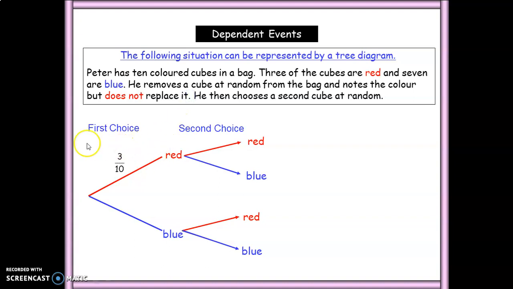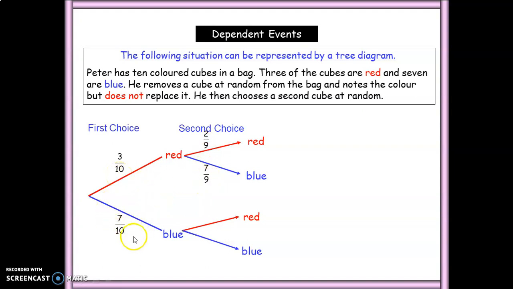So let's take a look. Again, the first choice is unchanged. There are 3 out of 10 reds and 7 out of 10 blues, so those are the probabilities. Now the second choice, however, has changed. If he draws a red one, there is now 1 fewer red piece in the bag. So now there are 2 red pieces left only out of the 9 remaining because, again, 1 has been removed. For blue, there are still 7 blue remaining, but out of 9 possible cubes in the bag because the bag now has 9 cubes instead of 10 cubes.